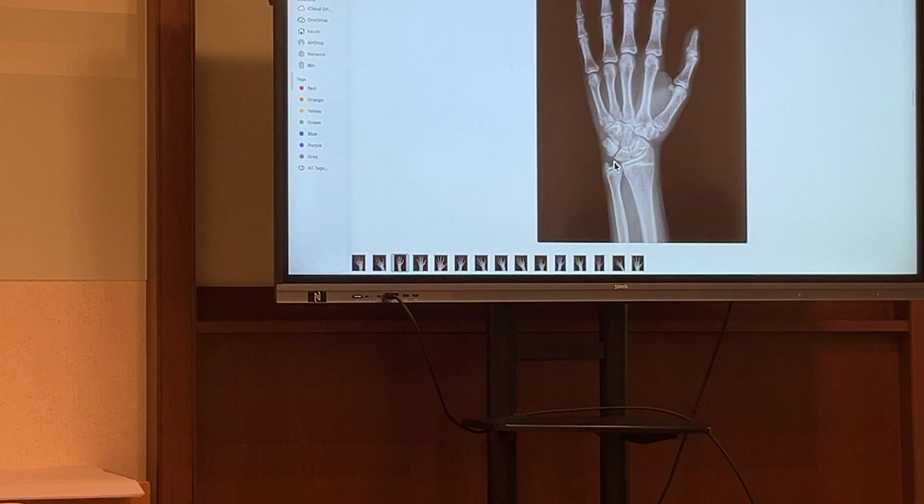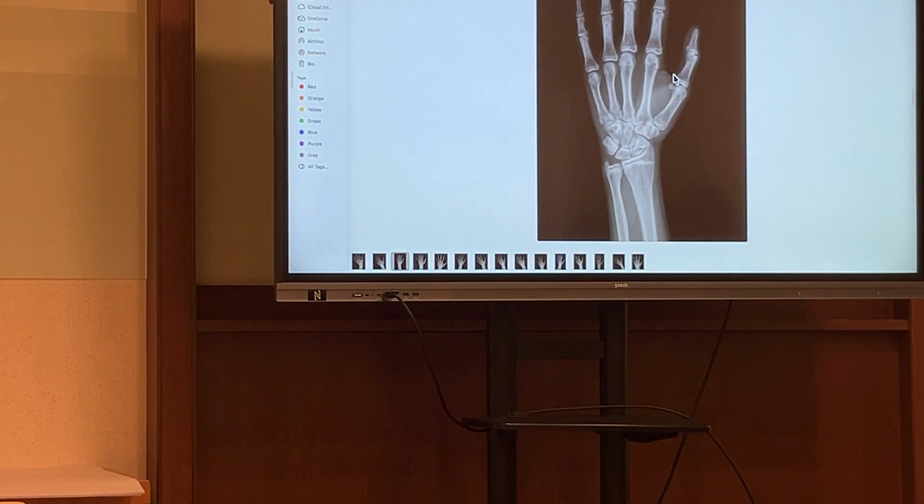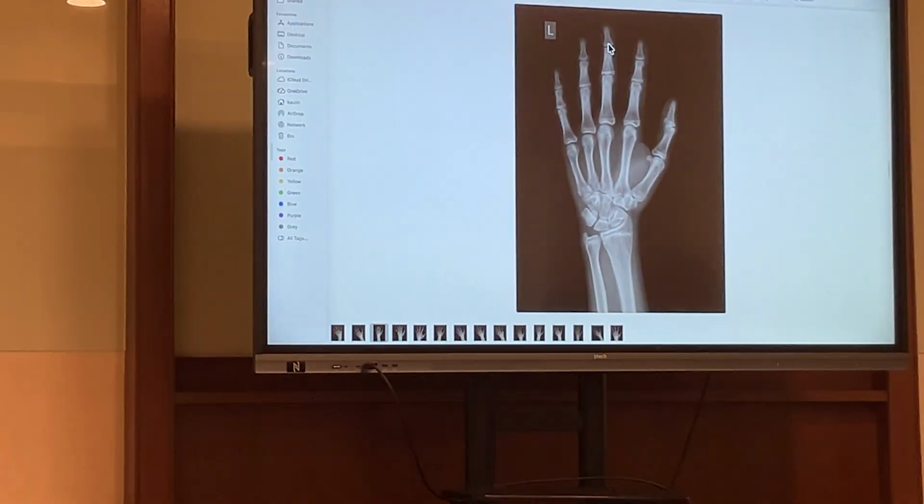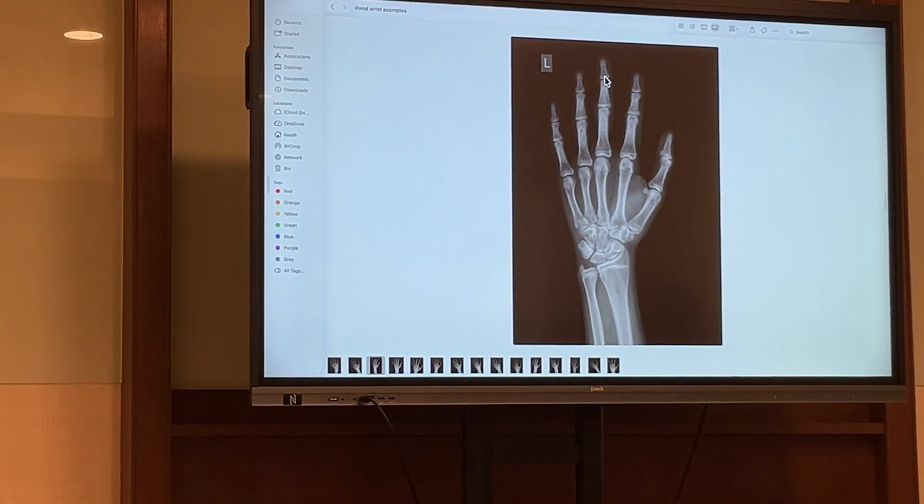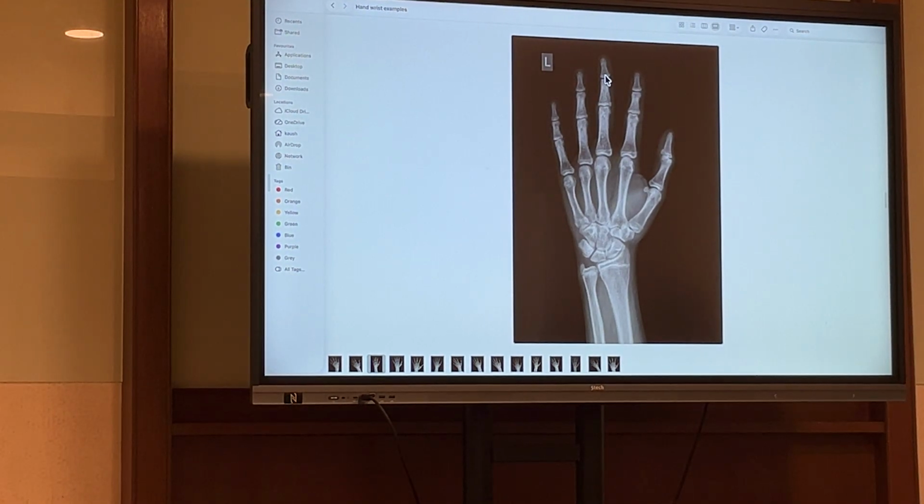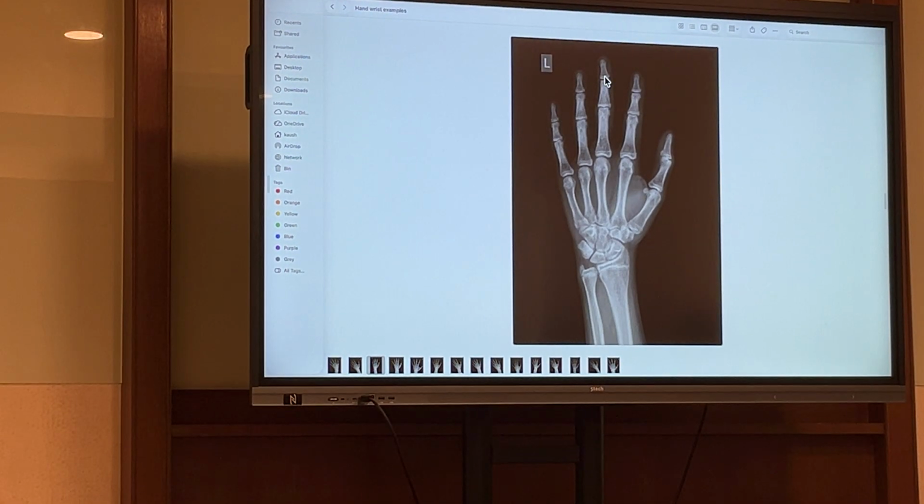Do you see pisiform? Yes. Do you see sesamoid? Yes. Do you see capping? Yes. Do you see union? No. You can see a thin line, a radiolucent line between these two bones, not yet united. That means this patient is past stage 4. Clear?